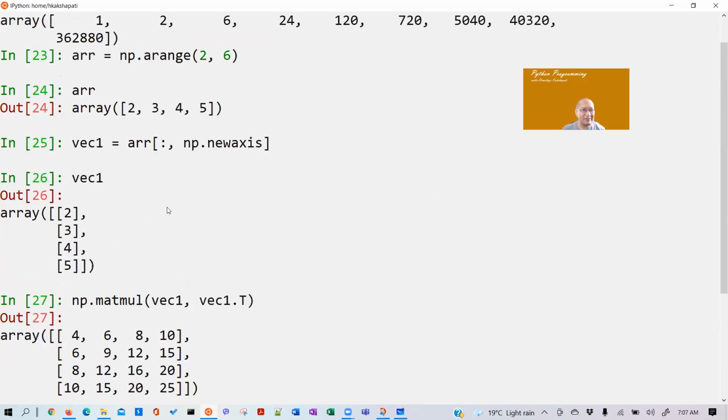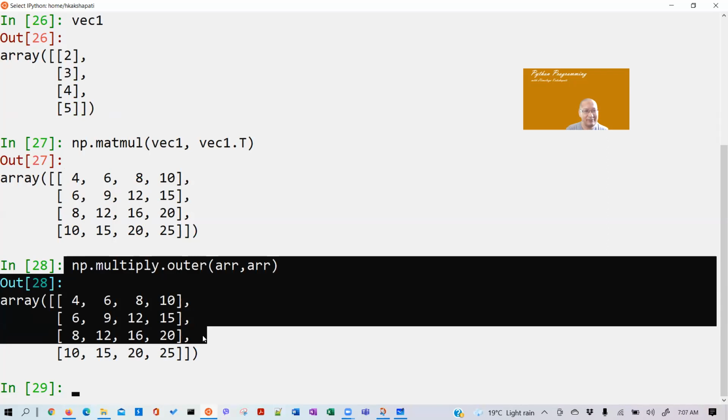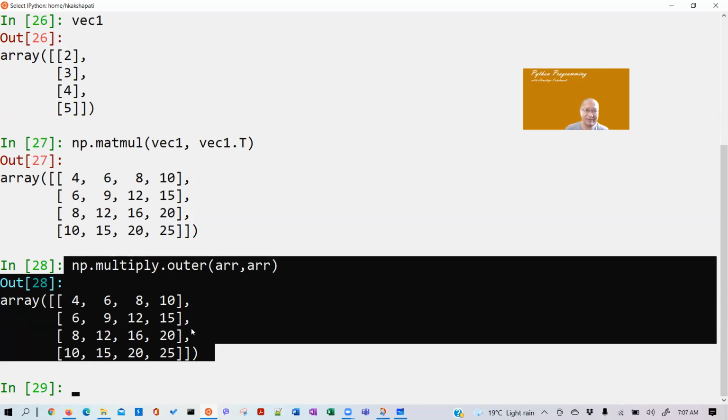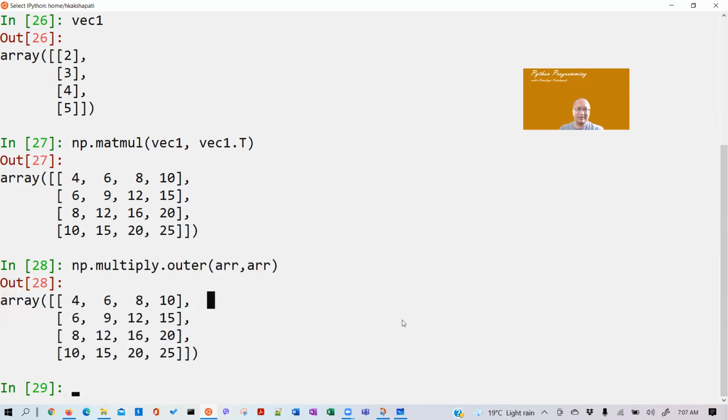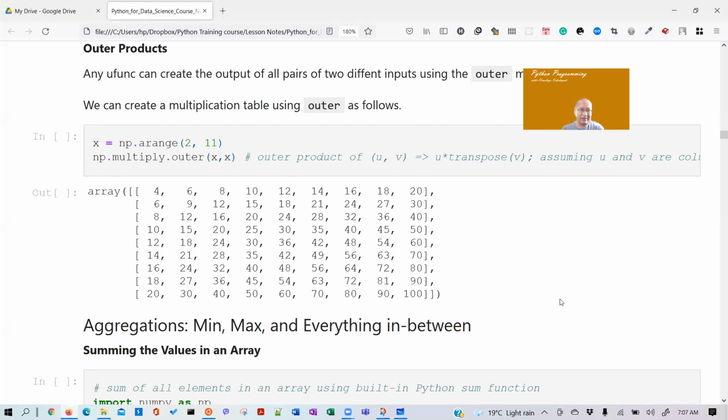So when we do this by hand manually, step by step, this function takes care of everything. It takes care of it: I simply give two arrays and get the outer product. Any questions on this? Excellent. All right, so that's how you get it. You can be very simple, very easy.